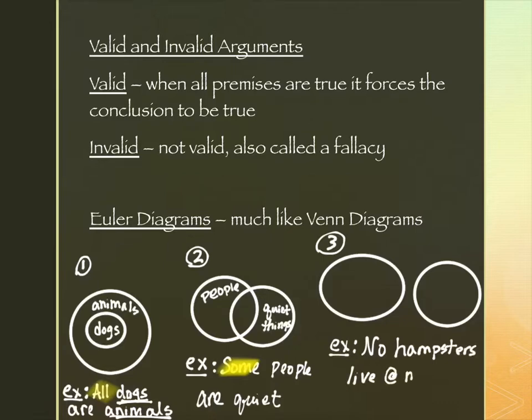Live at my house. They don't overlap, right? They're in no way, shape, or form connected to one another. So these are my hamsters. They live lots of places, but the place they don't live is at my house. So again, you could put things that live at my house or something like that. I'm just going to say things at my house. Right, there's no hamsters there.